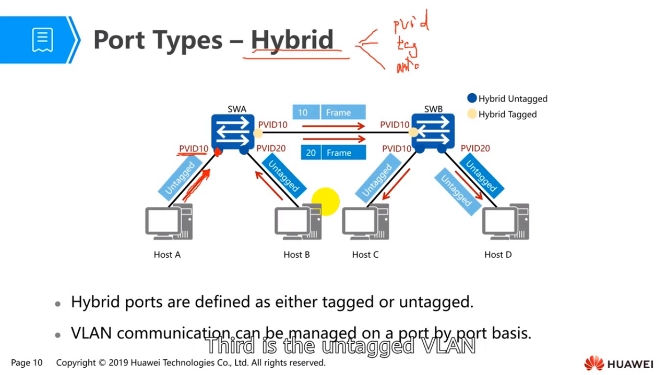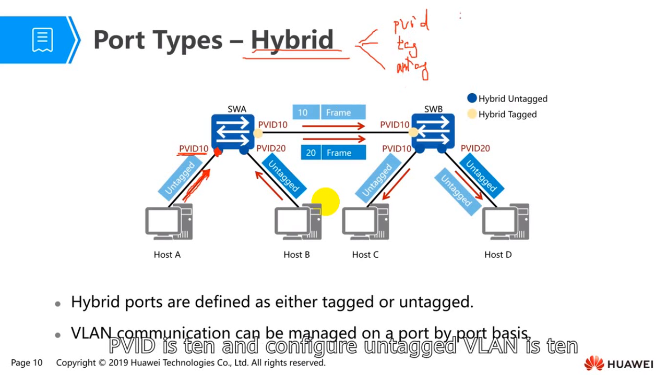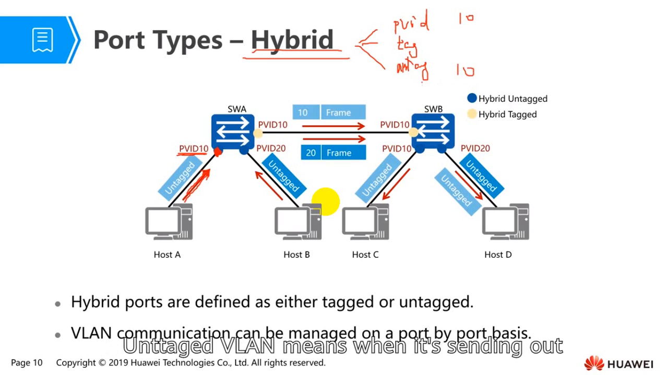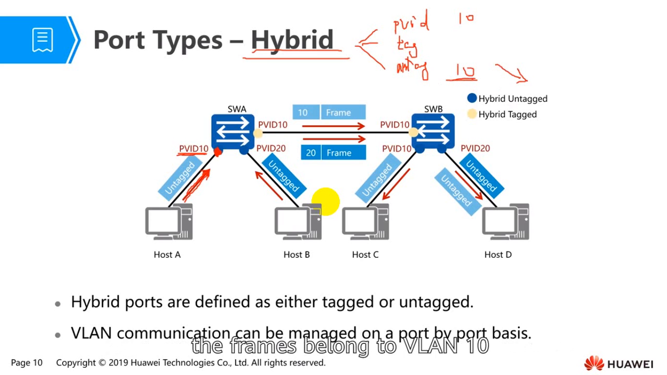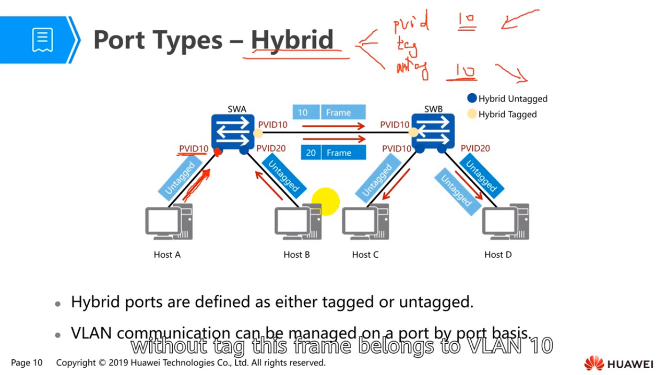Third is the untagged VLAN. On this access interface, you can configure the PVID as 10 and configure the untagged VLAN as 10. Untagged VLAN means that when sending out frames belonging to VLAN 10, no tag is carried. PVID means that when receiving a frame without a tag, this frame belongs to VLAN 10. So this action is equal to the access interface.